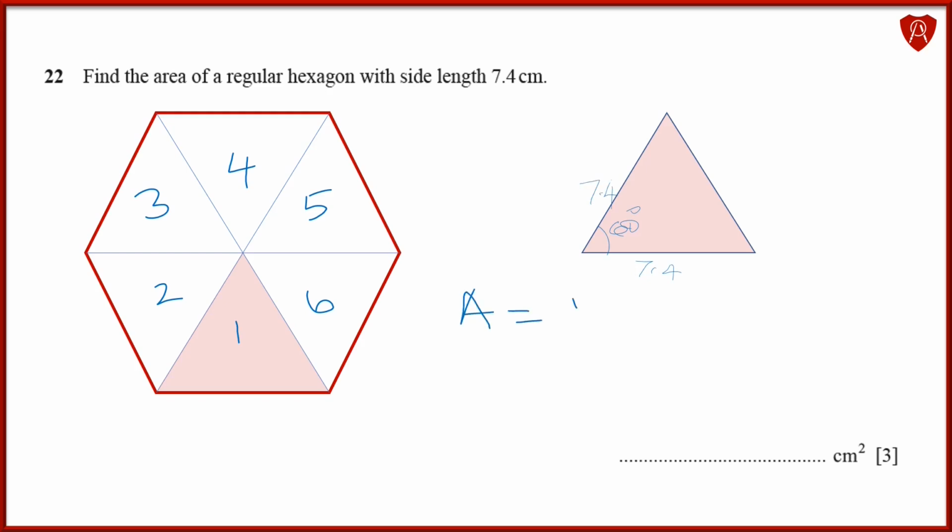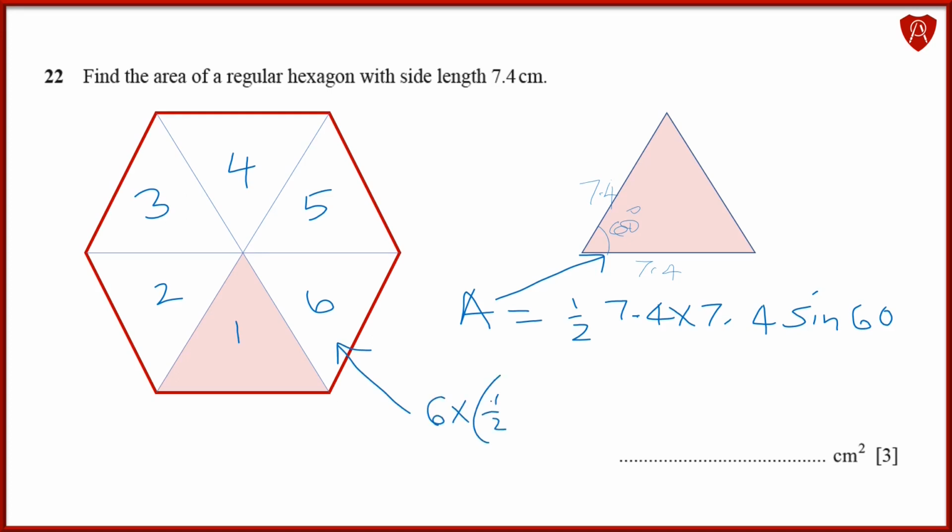Area of one triangle is a half times 7.4 times 7.4 sine 60. The area of the whole of this is 6 times all this, a half times 7.4 squared sine 60, which gives us 142 centimeters squared.